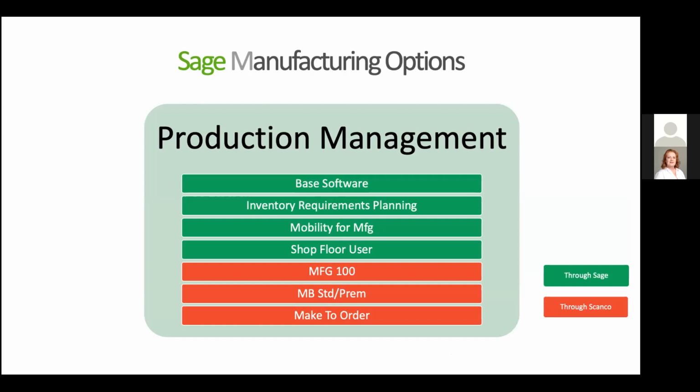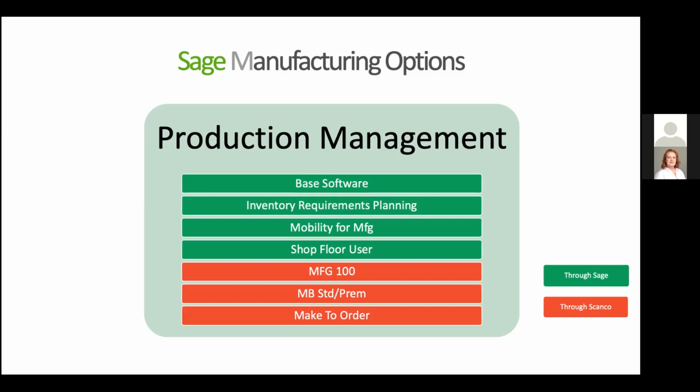So let's talk about the Sage manufacturing option we're here to discuss, right? Which is production management. We're not really going to touch much on operations management or field service and dispatch, because this is the star of the show, right? Sage production management. Where do I get it from? How do I get this? Well, you get the base software, the inventory requirements planning, if applicable, the mobility for manufacturing barcode, and potential shop floor users all through Sage via your Vracus representative or whatever your business contract dictates.